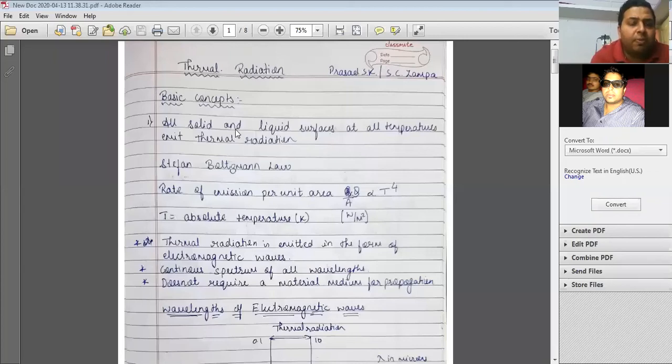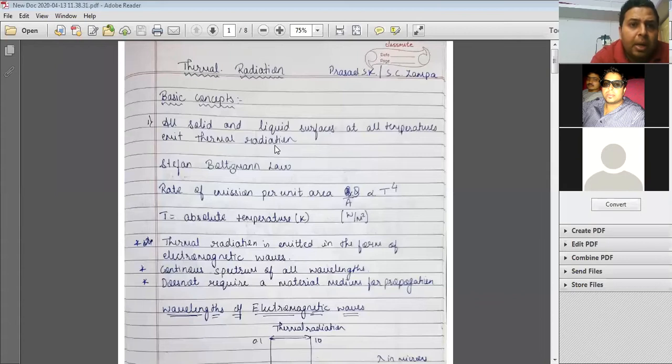I have differentiated 4 basic concepts here. Let us begin with the first one. That is, all solid and liquid surfaces at all temperatures emit thermal radiation. I repeat, all solid and liquid surfaces at all temperatures emit thermal radiation. And this emission will be in the form of electromagnetic waves.